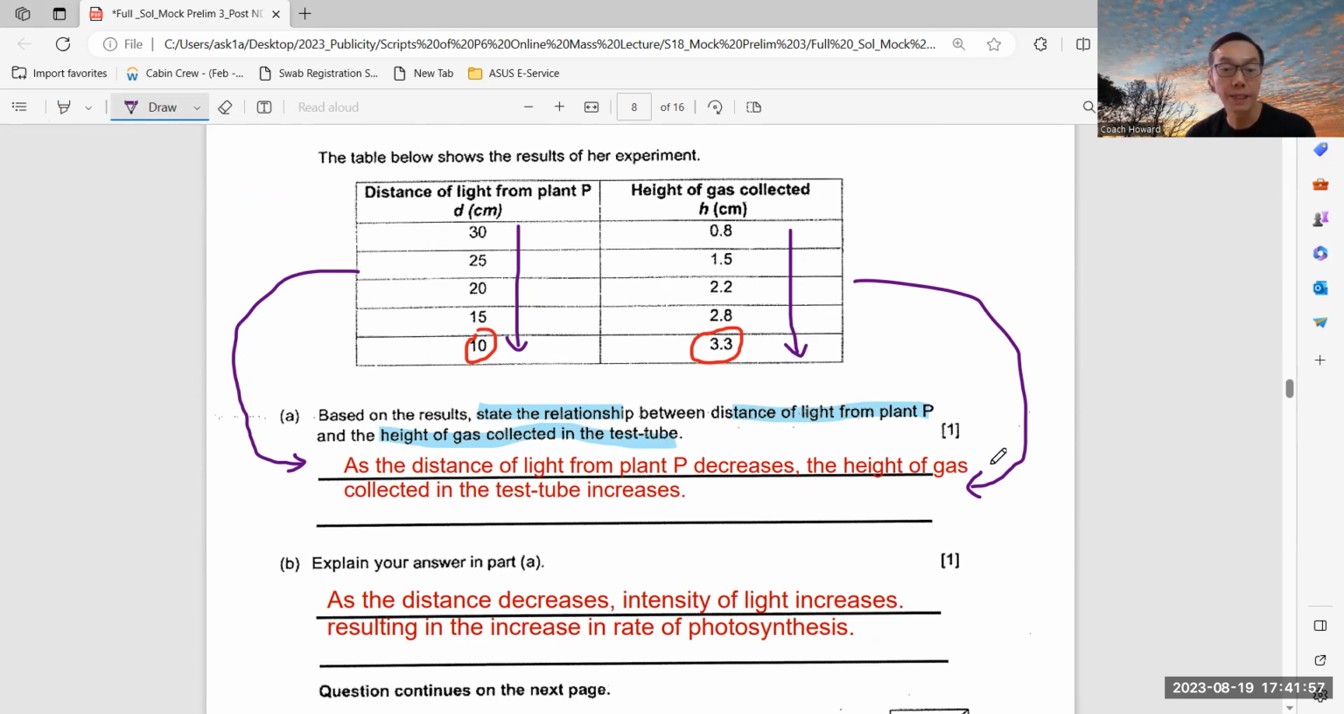Explain the answer in part A. Okay, this one is slightly more difficult because you need to explain. So as I mentioned to you, the keyword the examiner want to see is this word, photosynthesis. And you must say there's an increase in the rate in photosynthesis. So explanation, as distance decreases, intensity of light increases, resulting in increased rate of photosynthesis.